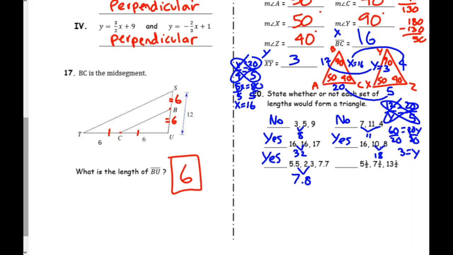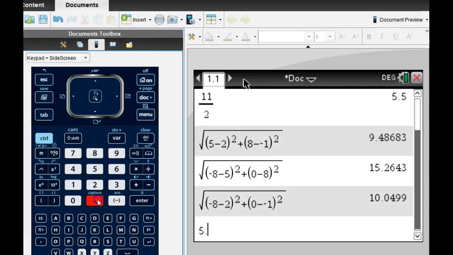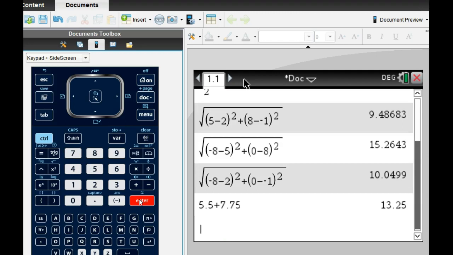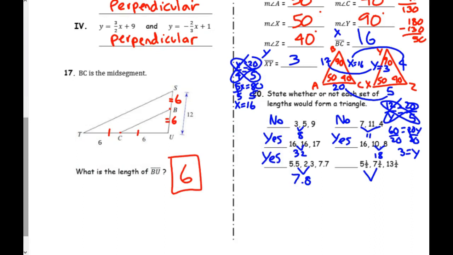Alright, so what we're going to need to do is add up these two. So 5.5 plus 7 3/4, which is 7.75. And is that greater than or equal to 13 1/4? Okay, that is 13.25. So no, because they're equal.